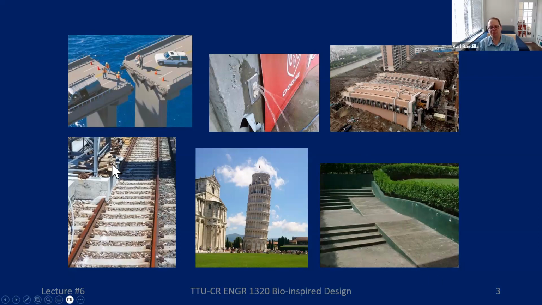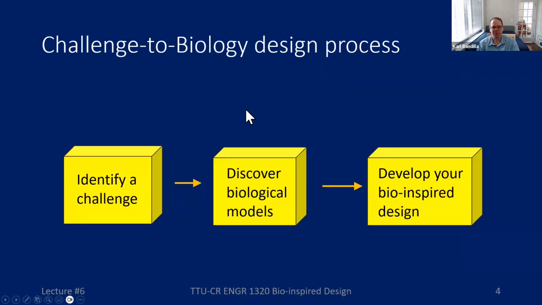So these are obviously problems that are, I would say, very small in scope, right? But I want you to find something a little bigger, like a societal problem that you think you want to fix as a team. And so the steps you're going to go through are: you'll identify what the challenge, problem, whatever you want to call it, is. Then you will discover the biological models, and then you will develop your own bio-inspired design.